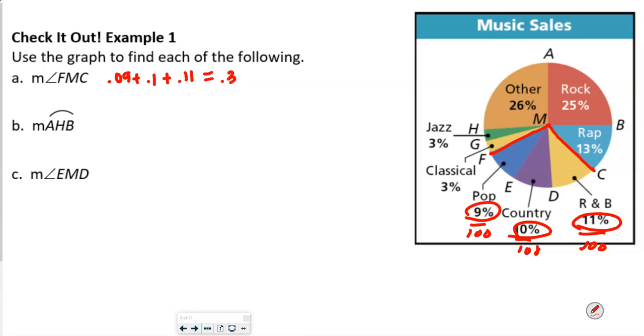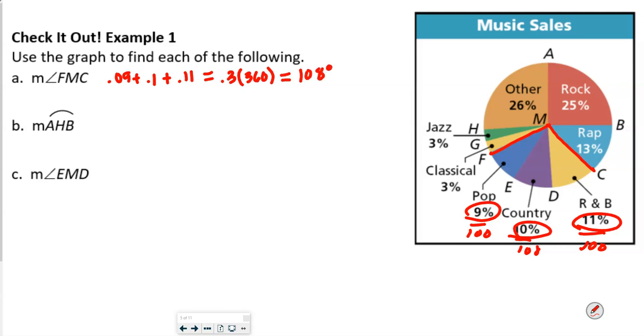And then to find the angle measure, we have to multiply that by 360 because that's the measure of the whole circle, okay? So we're going to multiply 0.3 times 360. And that's going to give us 108.